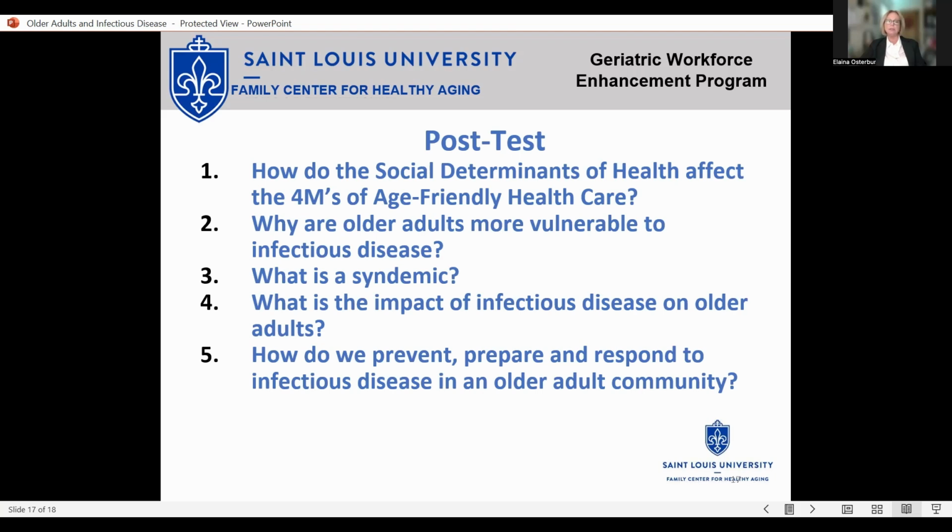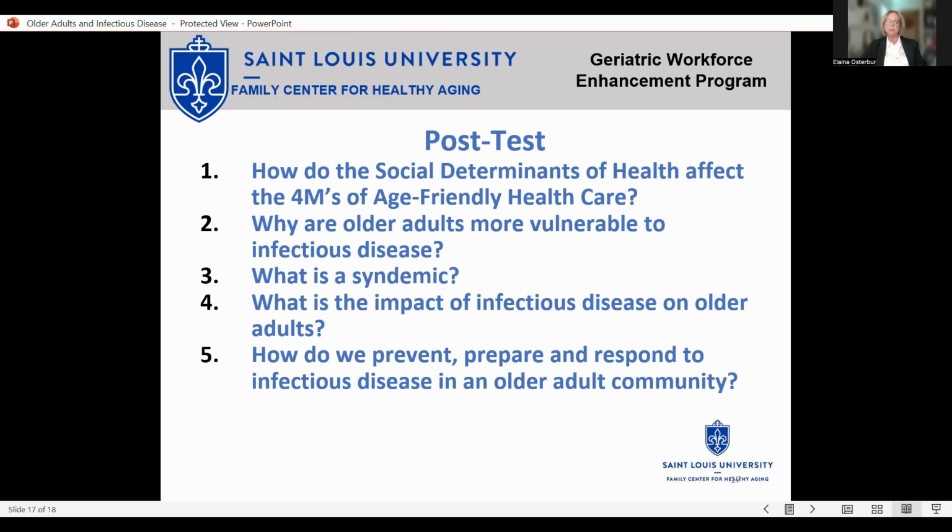Number four, what is the impact of infectious disease on older adults? Infectious disease can have severe consequences for older adults: higher rates of hospitalization and mortality, increased risk of functional decline, cognitive impairment, and social isolation, disruption of routine care and caregiving support, and long-term effects on mental health, mobility, and independence.